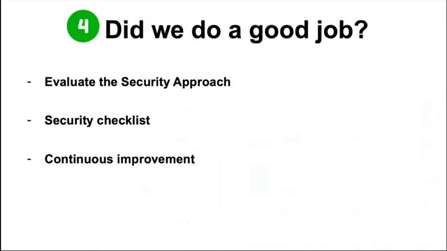And finally, did we do a good job? This is about evaluating your security approach. Maybe before you didn't have a security approach, and now you do have one. Now you have security requirements, and this can feed into creating security checklists. For example, every time you integrate with a third-party API, you can look at things such as rate limiting, circuit breaking, and so on. Every time you do this task, it becomes easier and easier and just part of your standard development processes.